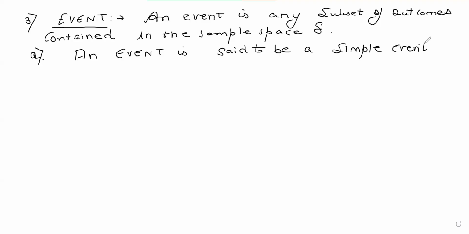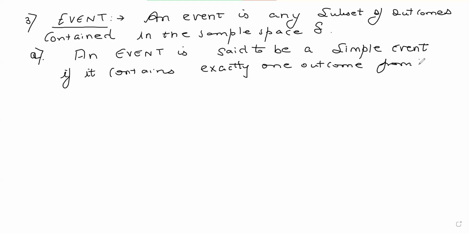An event is said to be a simple event if it contains exactly one outcome from the sample space.